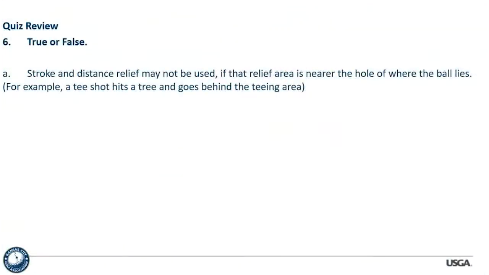All right, finishing up on 6, some more true and false for you. Stroke and distance relief may not be used if the relief area is near the hole of where the ball lies. For example, a tee shot hits a tree and goes behind the teeing area.